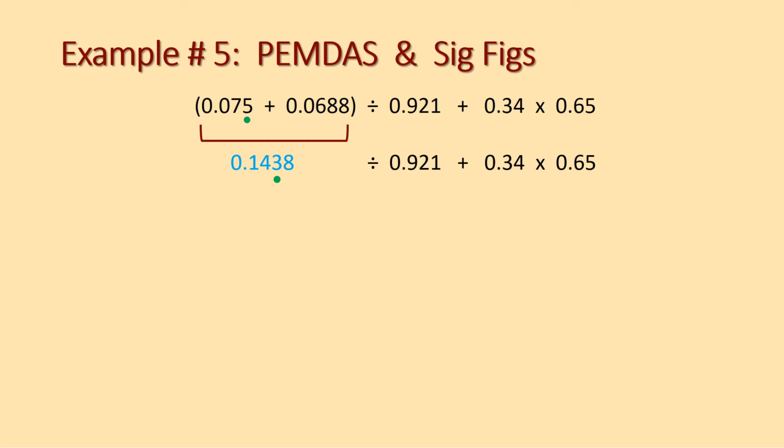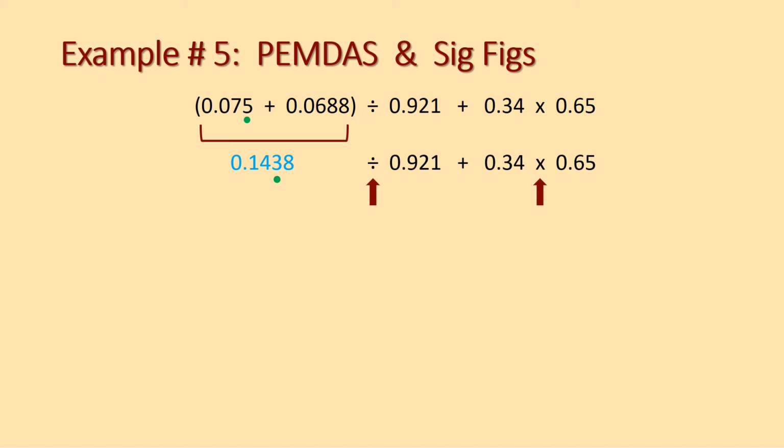Now, we still need to hang on to that 8 that's to the right of the 3, but the 3 is the last significant digit. Now let's take a look at what we do next. We're going to take our intermediate answer and perform our next operation, which is actually 2 operations: a division and a multiplication.